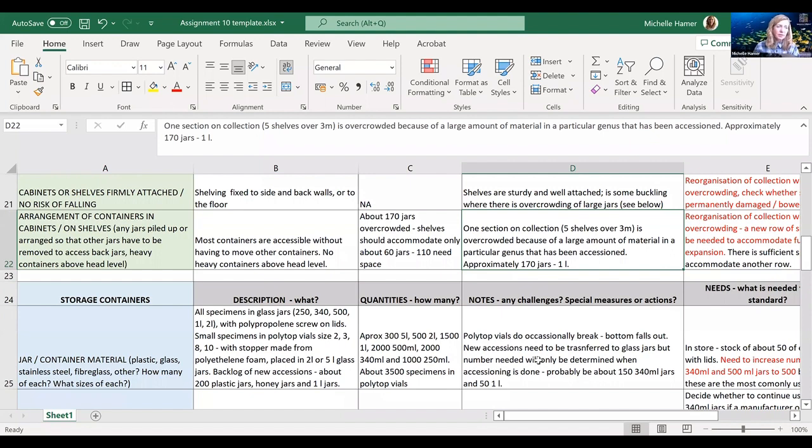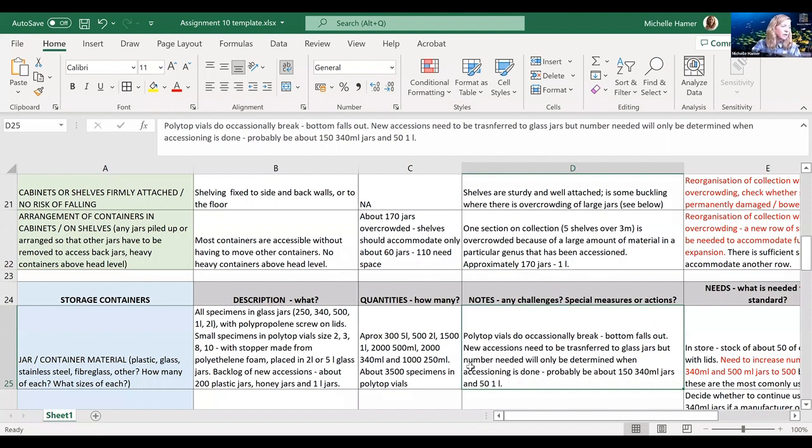For the collection I work with, I use a lot of polytop vials, and I realized probably 1 in every 500, the bottom falls out eventually. I think it just deteriorates from being in ethanol the whole time. There's nothing you can do to prevent that. It's not good quality glass, but you need to maybe just check. So that's the kind of detail. Everything needs to be checked.